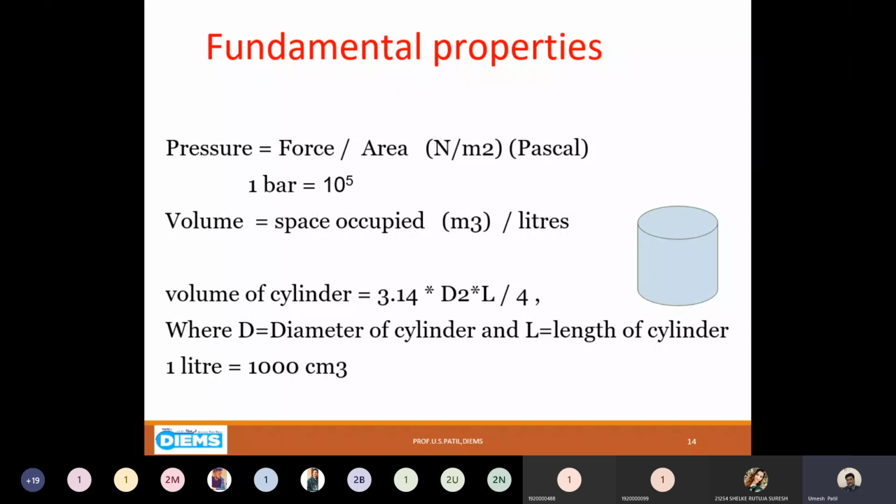So just tell me which instrument is used to measure pressure, a standard instrument or equipment. You can unmute yourself and then reply. Which instrument is used to measure pressure? Pressure gauges. Pressure gauges, absolutely correct. Very good.